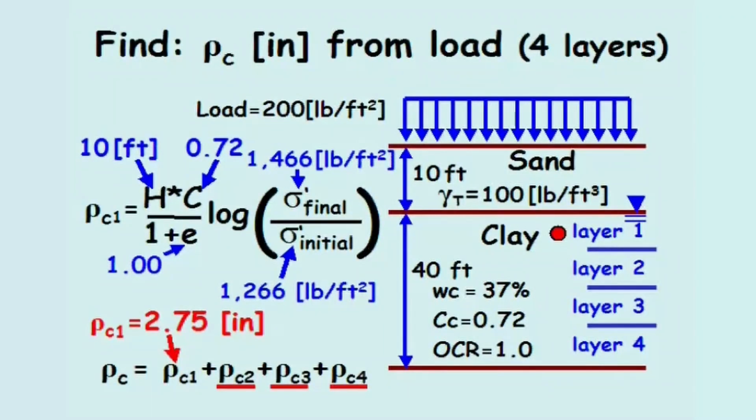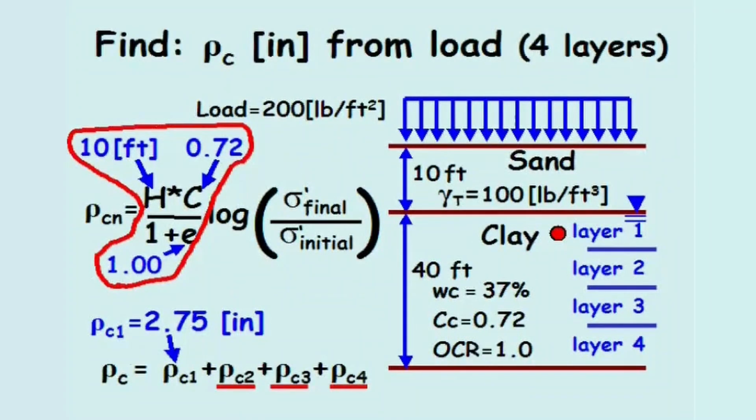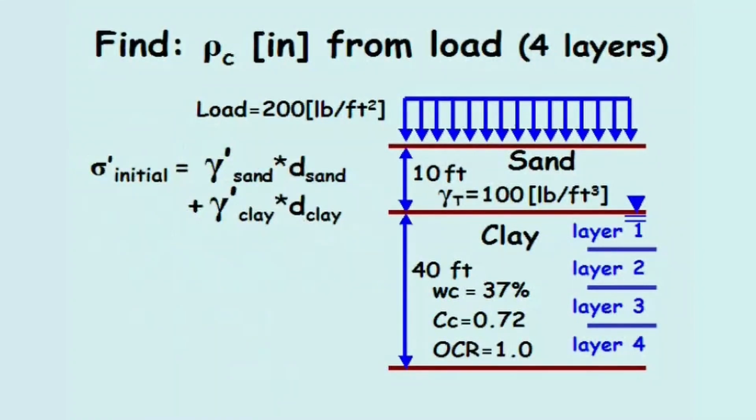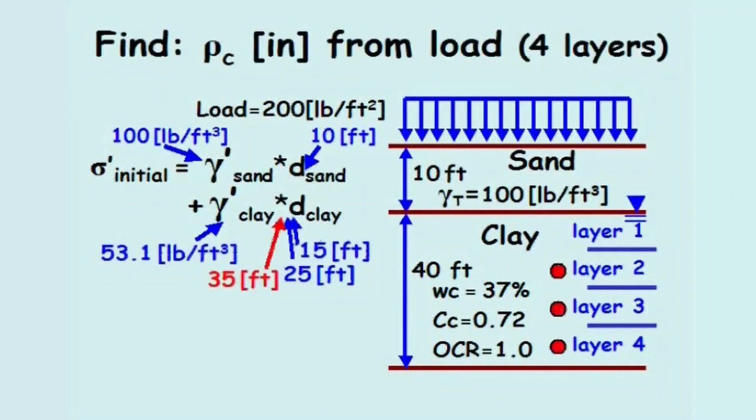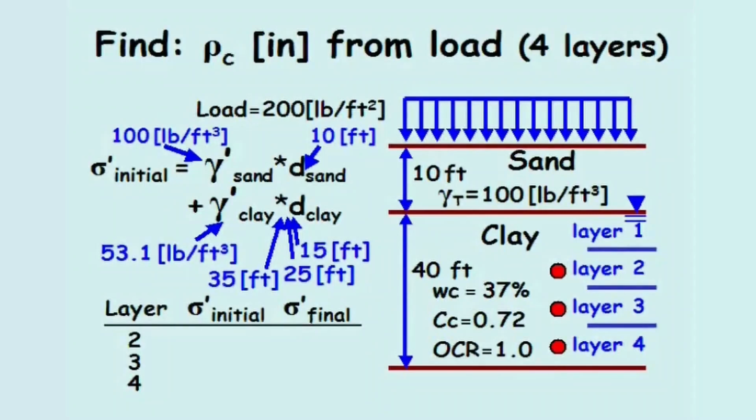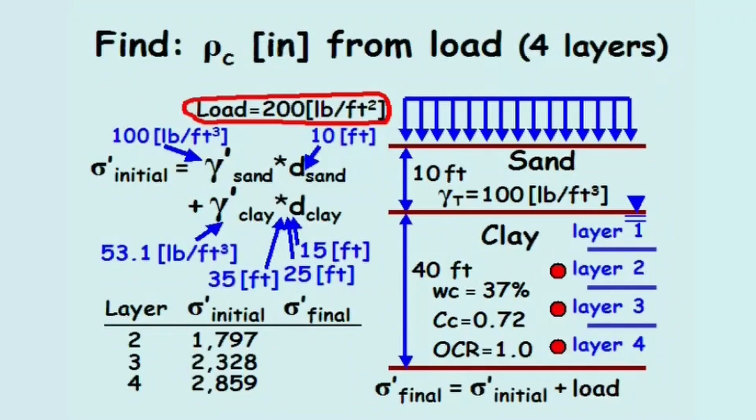Layers 2, 3, and 4 can be solved in a similar fashion. The first part of the settlement equation is the same. The only difference is the initial and final stress values. The initial effective stress for layers 2, 3, and 4 can be evaluated at points 15, 25, and 35 feet beneath the sand-clay interface. At this point, it would be convenient to set up a table of values for the initial and final effective vertical stresses, where the final is equal to the initial plus the load.